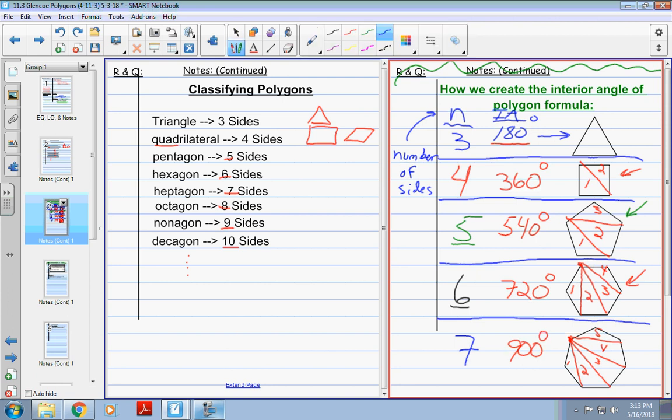We had 7 sides, and we ended up with 5 triangles. 6 sides, 4 triangles. 5 sides, 3 triangles. 4 sides, 2 triangles. 3 sides, 1 triangle. What's the formula if you knew the number of sides of, say, a 12-sided figure? How could we figure out how many the interior angles would sum up to? Did you figure it out? There's a formula, and it's right there.